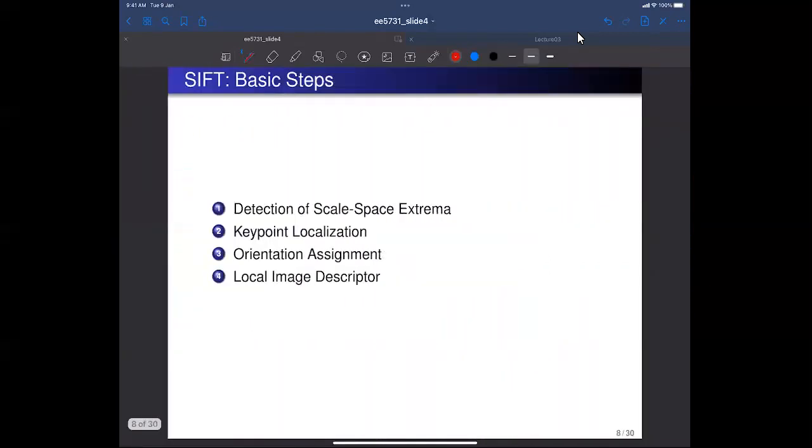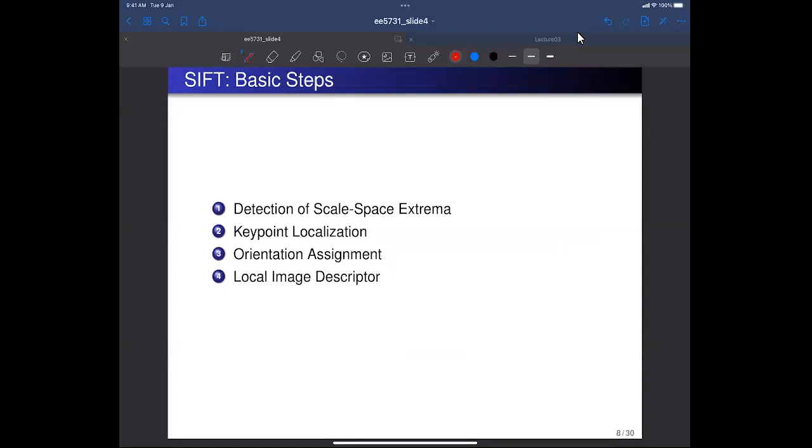Right, so SIFT is the most robust feature for doing this kind of matching. Key point matching is the thing that SIFT is very, very powerful at.